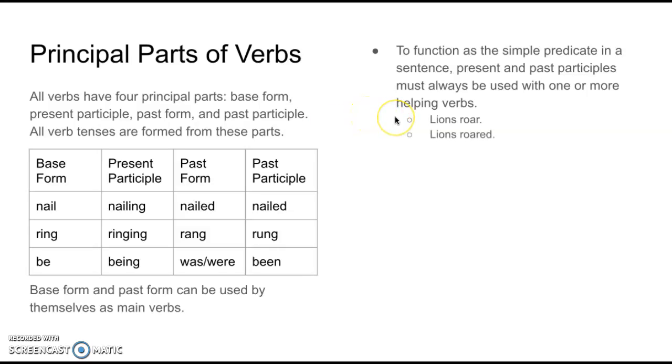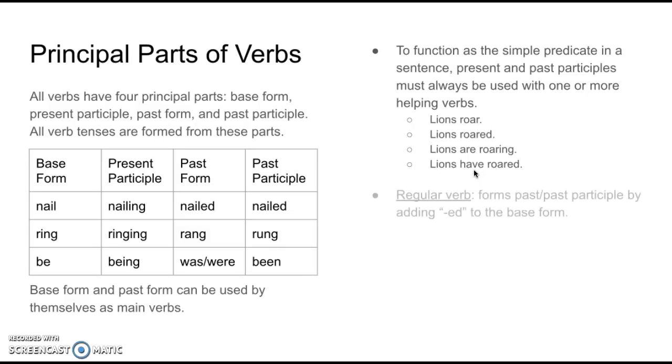Lions roar, base form. Lions roared, past form. Lions are roaring, present participle, because it has the ing at the end. Lions have roared, past participle, because it has the ed at the end, and it has a helping verb.